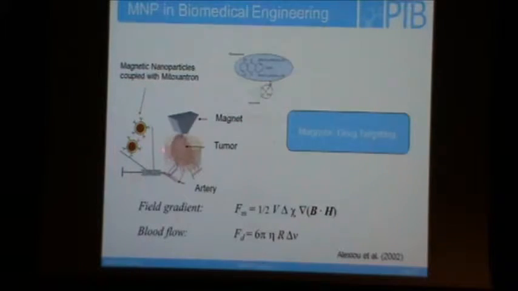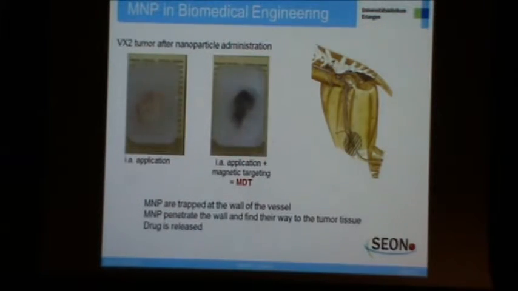And this is utilized in magnetic drug targeting, where a magnetic field gradient is brought in the vicinity or inside the tumor. And if the field gradient force is stronger than the blood flow force, then the particles are kept in the tumor. They can release their cytostatic pharmaceutical and kill the tumor and leave the rest of the tissue more or less unspoiled and unaffected.